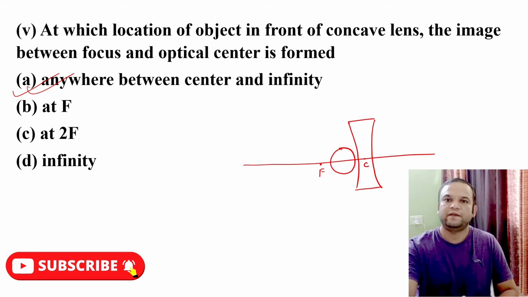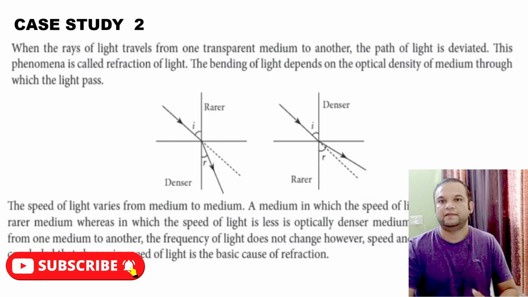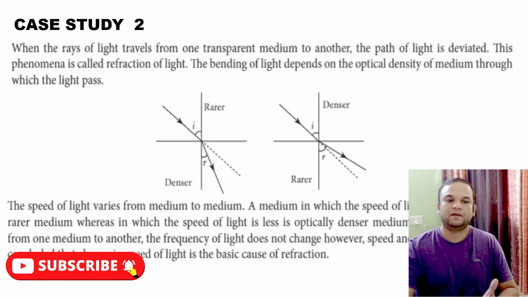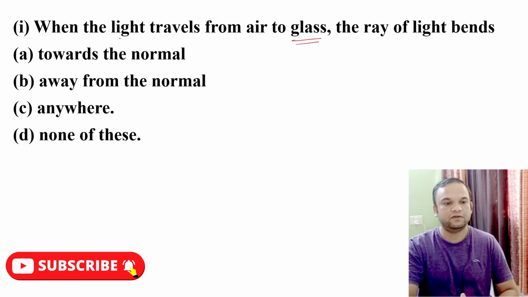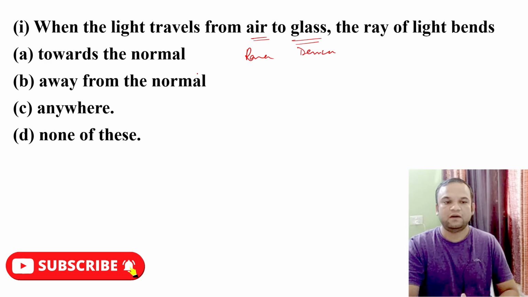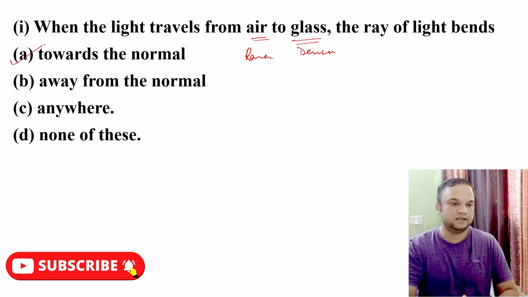Now let us see the passage number 2, and this is based on the refraction and the refractive indices of the light and different media. Again, we will have 5 MCQs based upon this, and let us discuss those 5 MCQs and find the answers. The first question is, when the light travels from air to glass, the ray of light bends. Students, glass is a denser medium as compared to air. So whenever the light moves from rarer medium to denser medium, then the ray of light bends towards the normal, and that is why option A will be the correct answer.